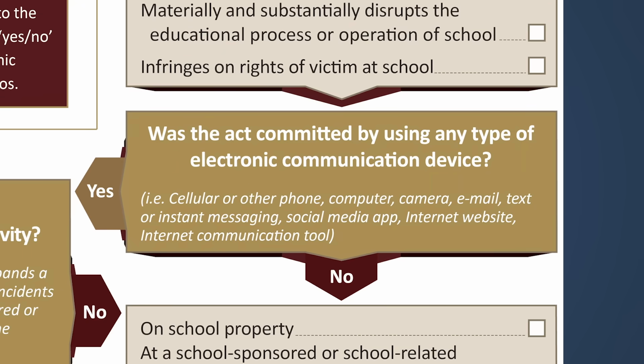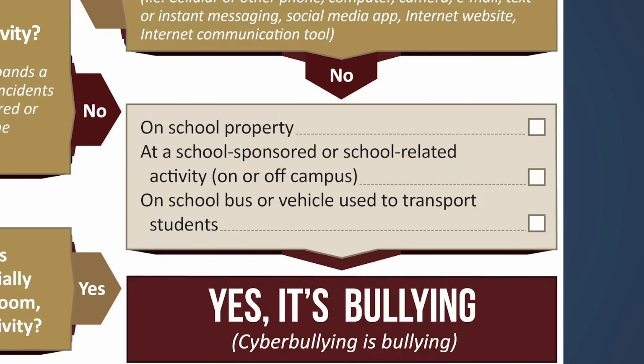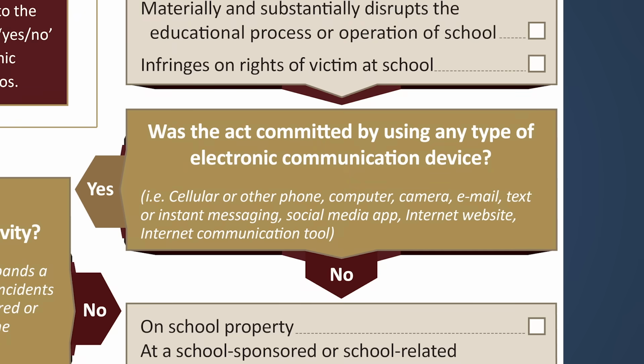Was the act committed using a phone, computer, email, text messaging, or other electronic communication device? If not, the action should then be evaluated based on whether it occurred on school property, on school transportation, or at a school-related activity. If an electronic communication device was used on school property, the school continues to have authority to address it as bullying.